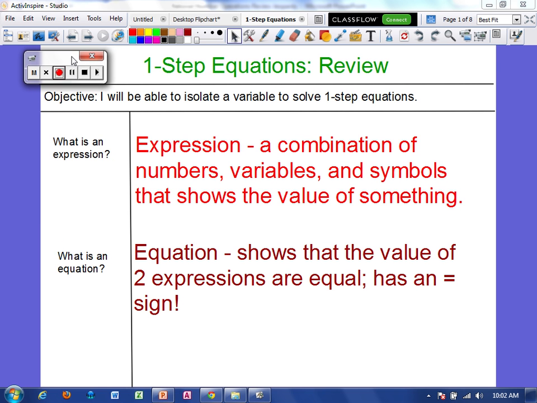Hey everybody. Alright, today we are going to review how to solve one-step equations. Make sure you write down everything you see on the screen that is not already in your notes. Your objective: I will be able to isolate a variable to solve one-step equations.